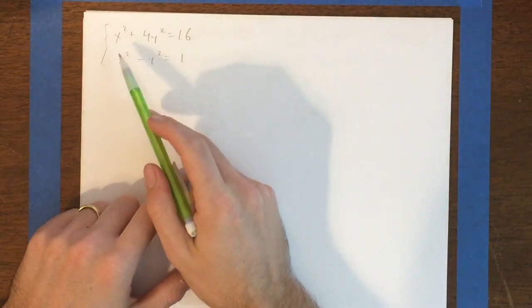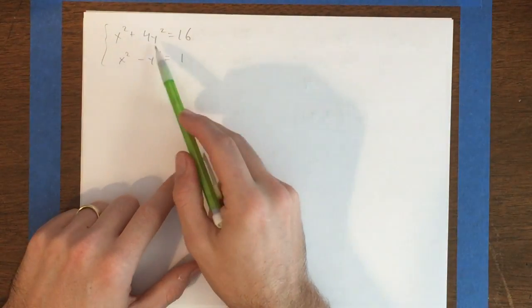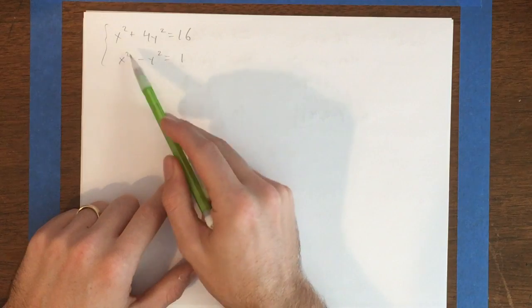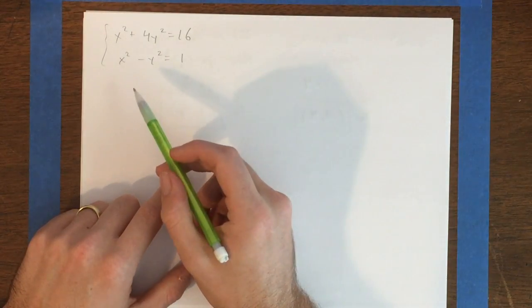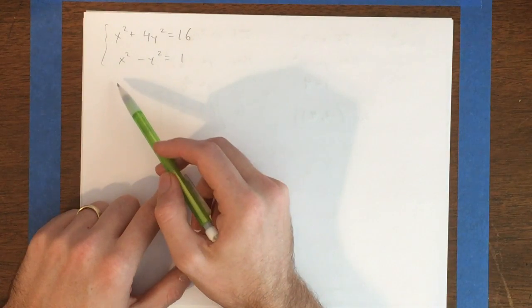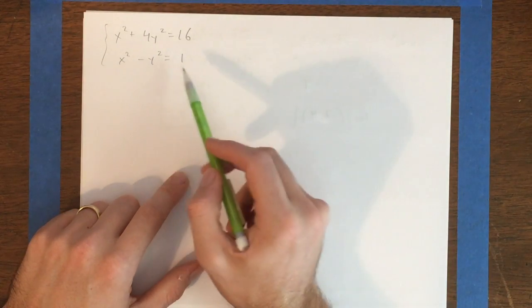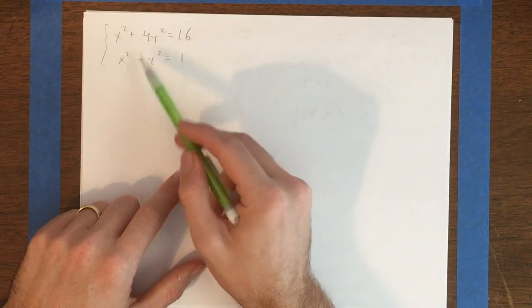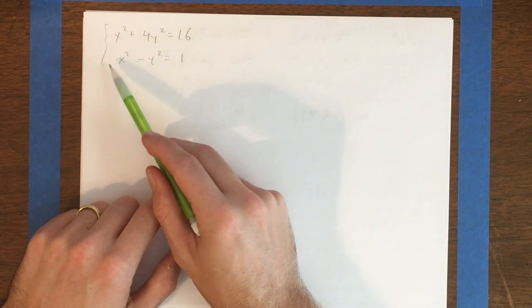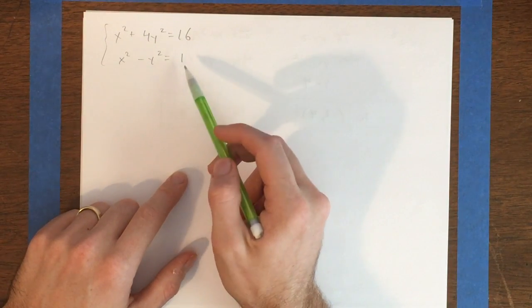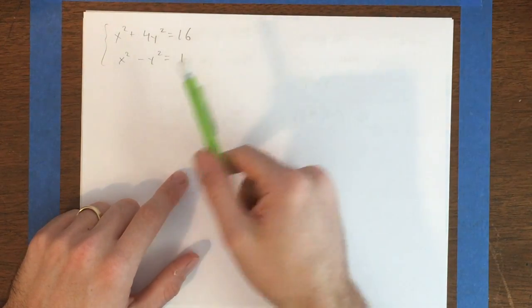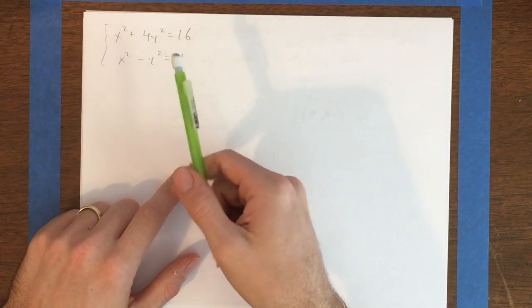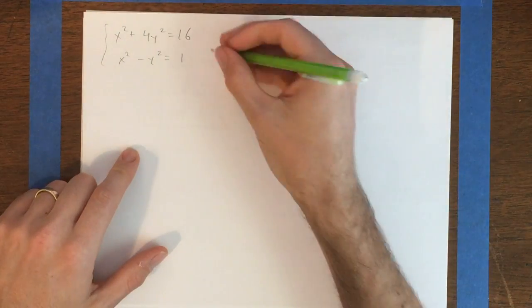So here I've got x squared plus 4y squared equals 16, and I've got x squared minus y squared equals 1. Now we've kind of got two strategies. We could try to cancel out the x squareds, which I could do by multiplying the second equation by -1, or we could try to cancel out the y squareds, which I could do by multiplying the second equation by 4. Both of those strategies would work. I'm going to go for the second one. I'm going to attempt to cancel out the y squareds by multiplying the second equation by 4.